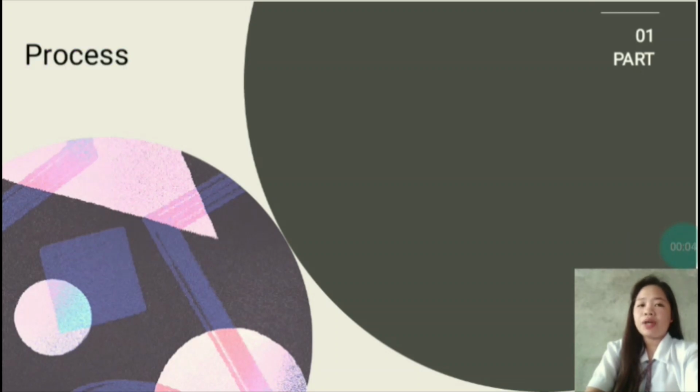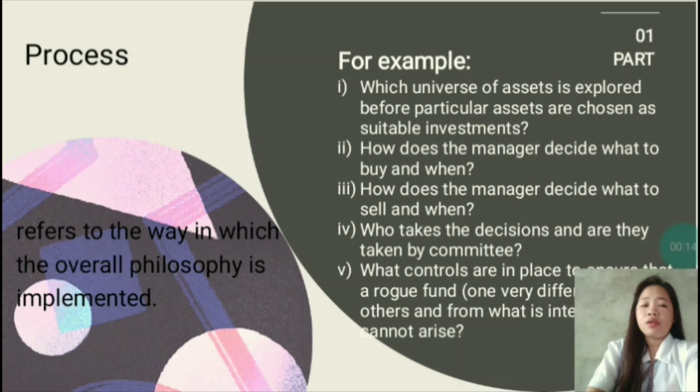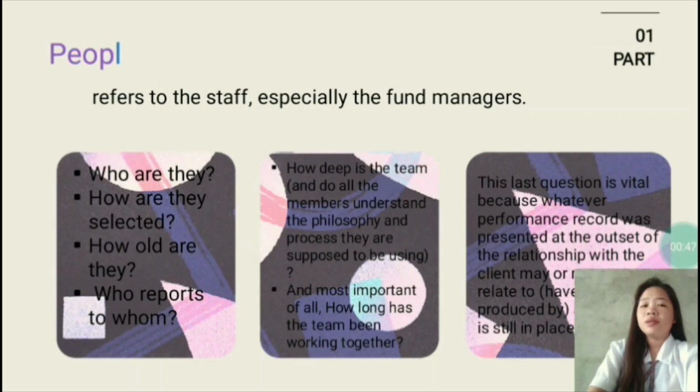The next P is process. Process refers to the way in which the overall philosophy is implemented. For example, first, which universe of assets is explored before particular assets are chosen as suitable investments? Second, how does the manager decide what to buy and when? Third, how does the manager decide what to sell and when? Fourth, who takes the decision, and are they taken by committee? Fifth, what controls are in place to ensure that a rogue fund, one very different from others and from what is intended, cannot arise?